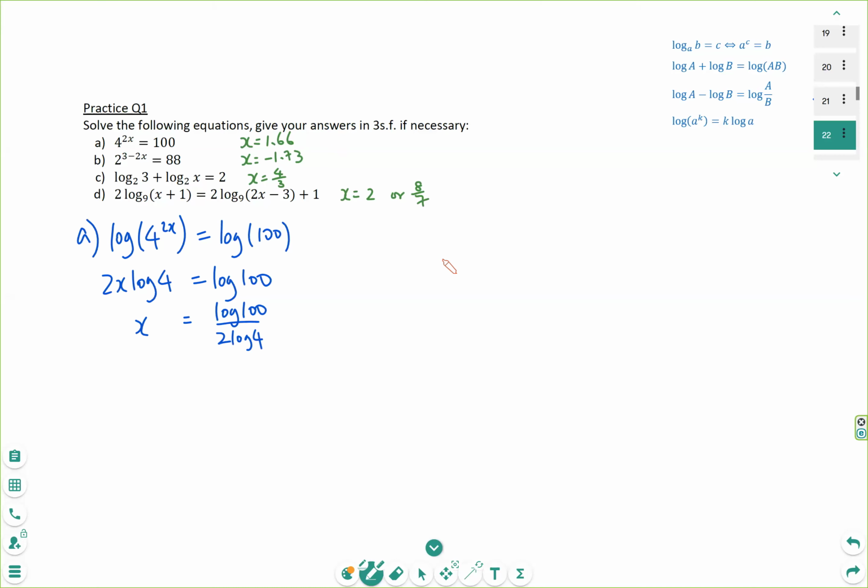Just to give you a hint, what we're applying here is the power law, and then we just make x the subject from there. Put it in a calculator, it should give you 1.66. 1.66 to 3 significant figures.